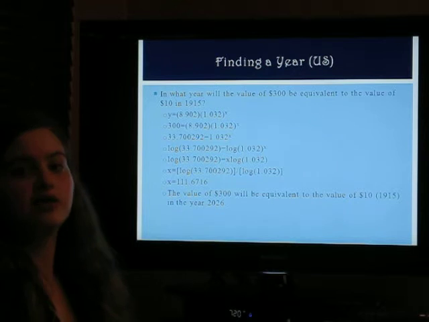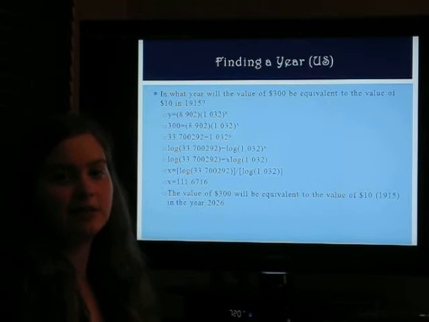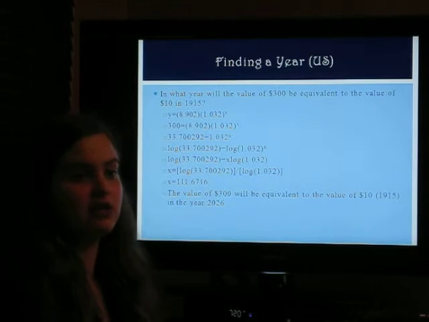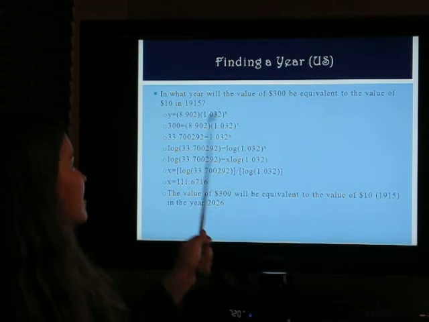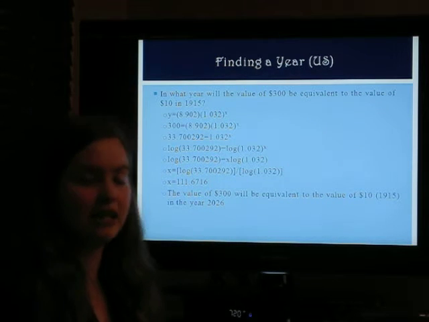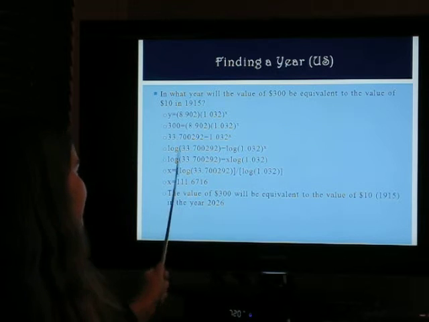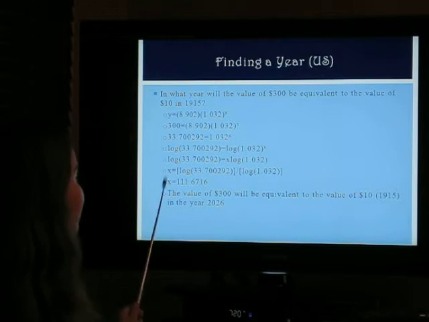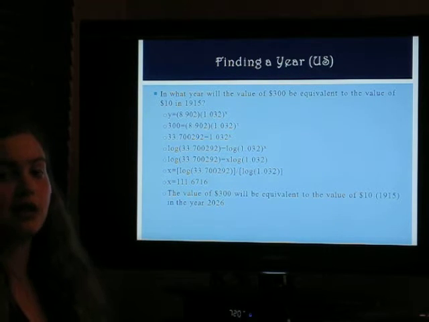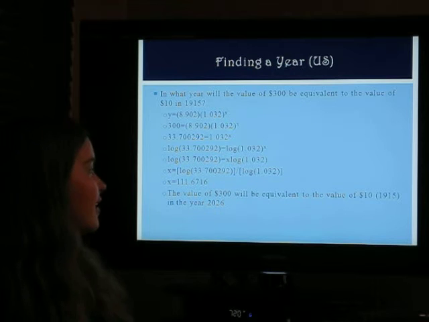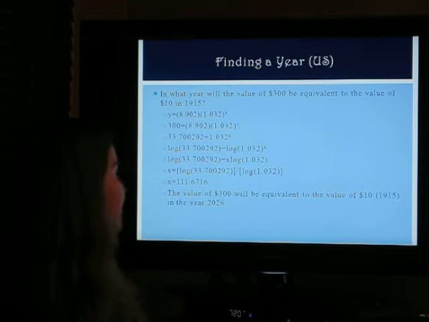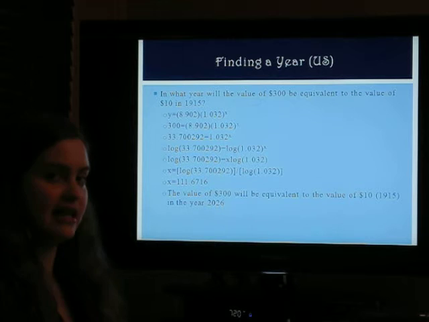And then that comes out to x equals 111.67. Remember, the x value is equal to the number of years after 1915, and the question asks us in what year. So we add this value to 1915, and we find that the value of $300 will be equivalent to the value of $10 in 1915 in the year 2026.